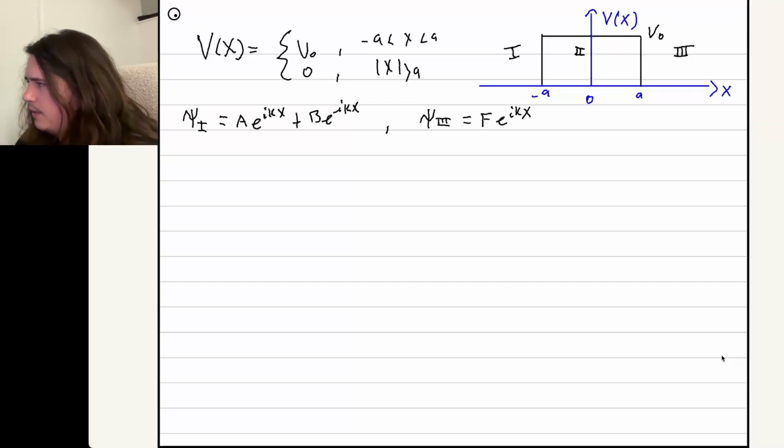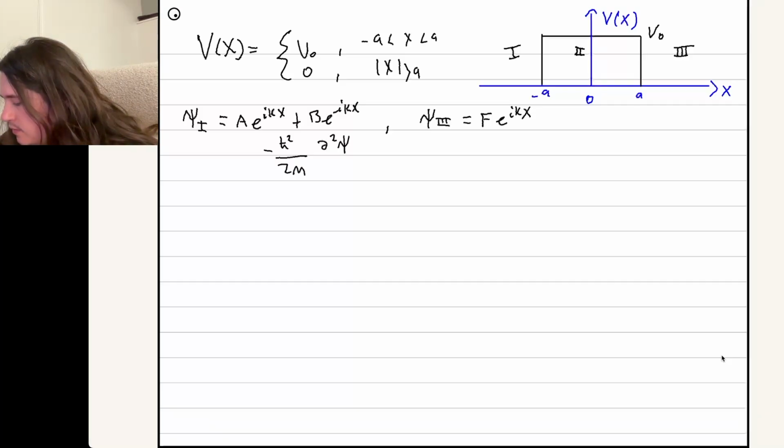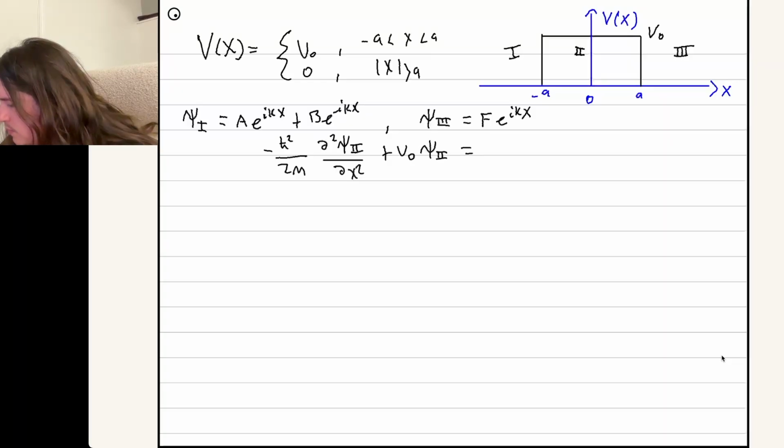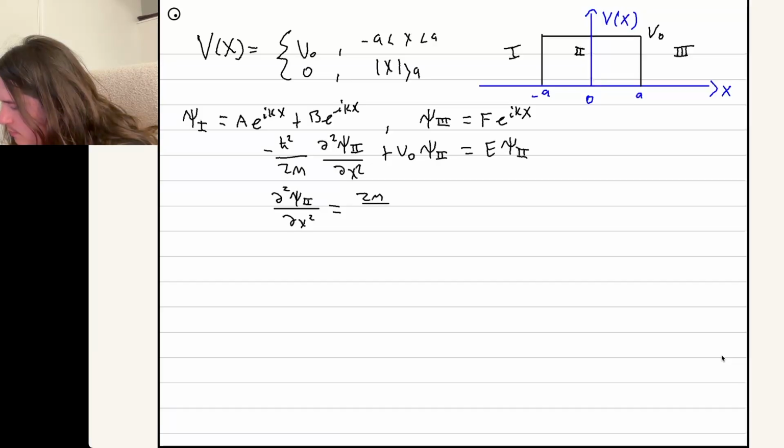And then we have this new Schrodinger equation, which we haven't dealt with before, really, which is minus h bar squared over 2m, del squared psi 2 over del x squared, plus V naught psi 2 equals E psi 2. And then standard procedure is to put the derivative on one side of the equation, then everything else on the other. So we'll have 2m over h bar squared, and then this is going to be V naught minus E acting on psi 2.